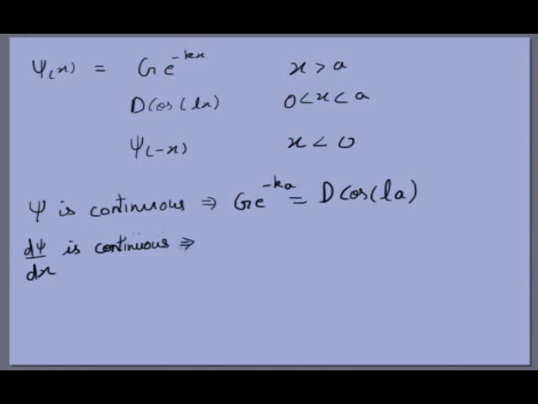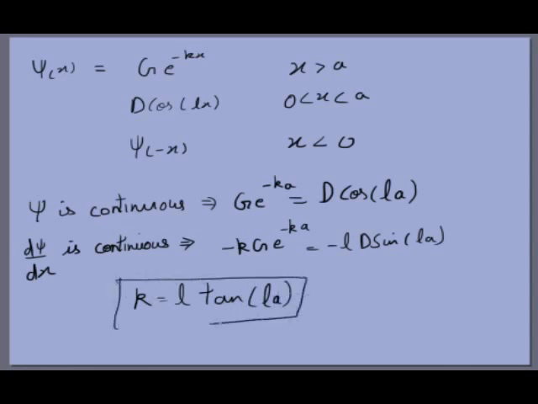And this tells us that minus k e to the power minus ka is equal to minus L d sine La. And if we divide these two equations, the result we will get is k is equal to L times tan of La.